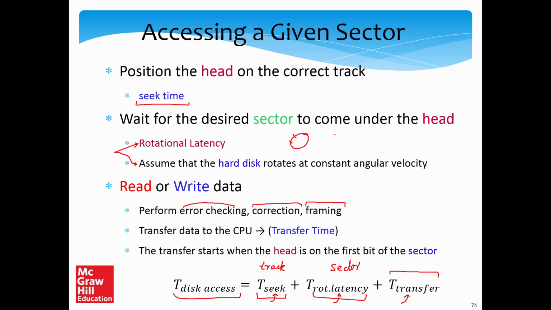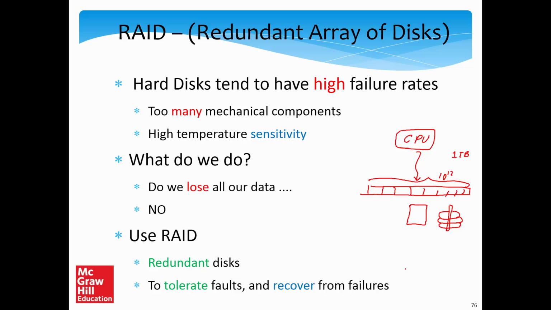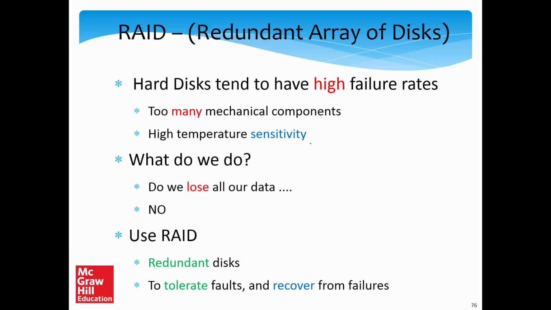So of course we have nicely abstracted out a hard disk with this formula over here, which tells us that we first seek the right track, that's the seek time, then we seek the right sector, then we transfer the data. But in reality, a hard disk can have failures because there are too many mechanical components and very high temperature sensitivity.